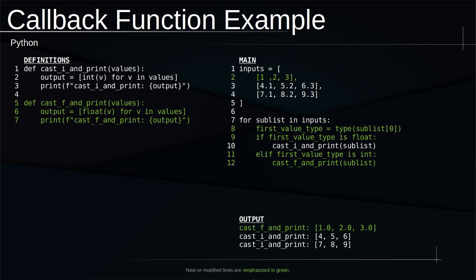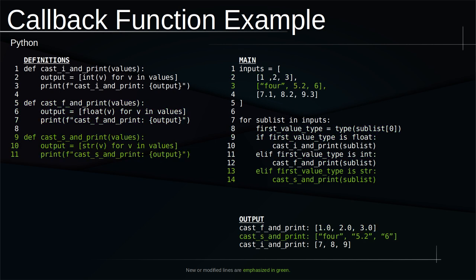But let's keep going. Now, suppose we change up our inputs list again and start including string values, like the word for in the top right on line 3. We implement a function in the top left starting on line 9 that casts values to string and prints the list. We add an additional case to our main script for loop there on the right, and we see the corresponding output in the bottom right.